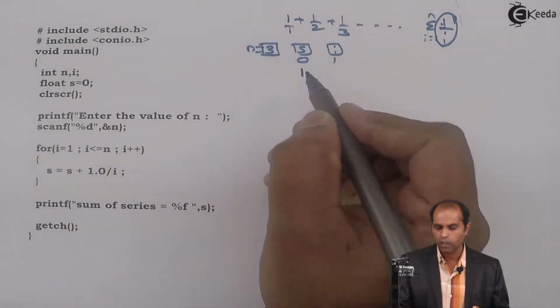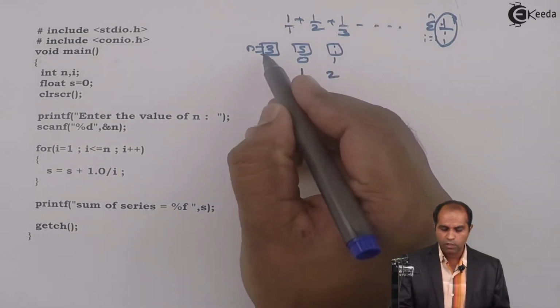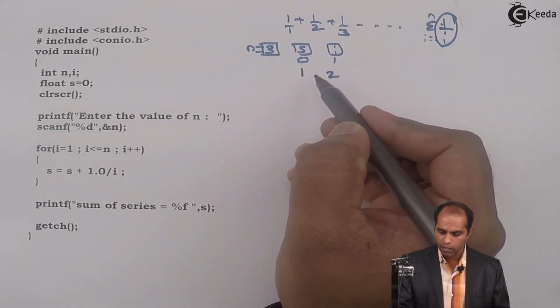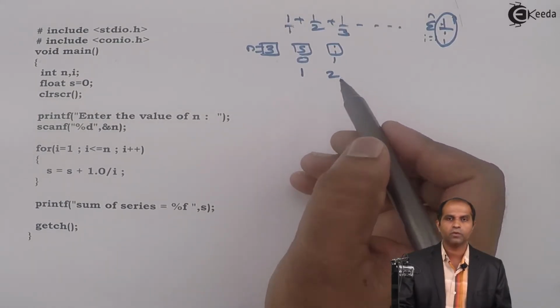So s will be now 1. When you go back, i becomes 2. 2 less than or equal to 3, true. True in the sense, now here s equals s plus 1 by i, which is what? 1 plus 1.0 by 2.